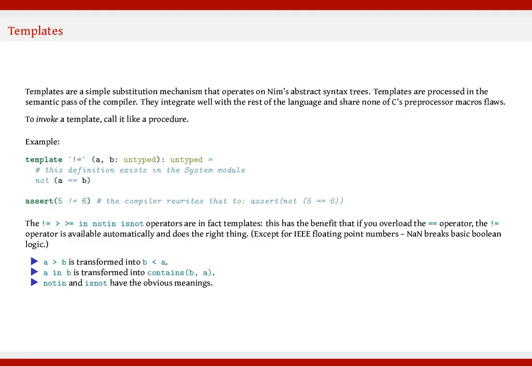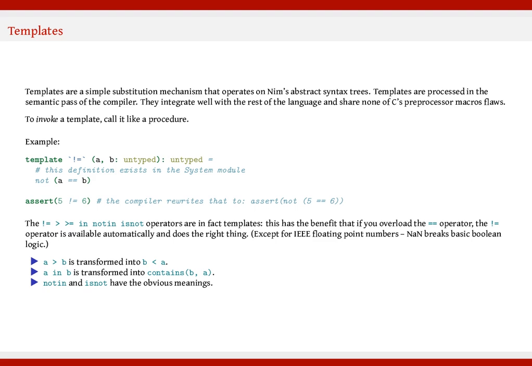Templates. Templates are a simple substitution mechanism that operates on Nim's abstract syntax trees. Templates are processed in the semantic pass of the compiler. They integrate well with the rest of the language and share none of C's preprocessor macros flaws. To invoke a template, call it like a procedure. Example: template `!=`(a, b: untyped) = # this definition exists in the system module: not (a == b). Assert 5 != 6 # the compiler rewrites that to assert not (5 == 6).